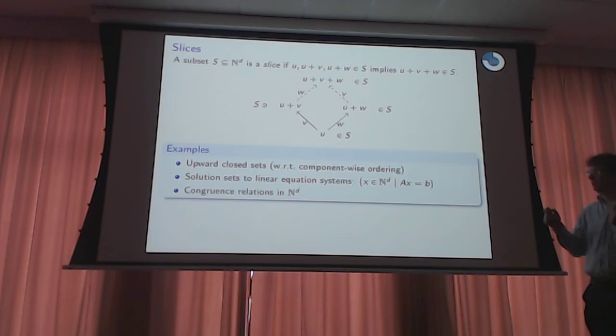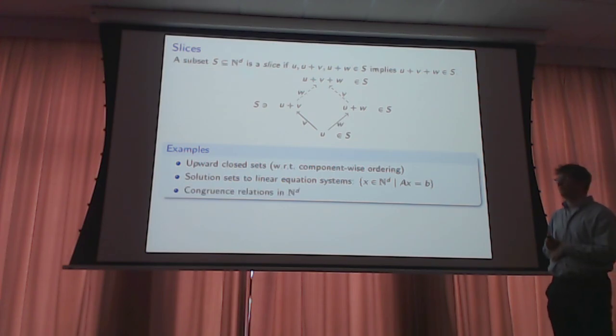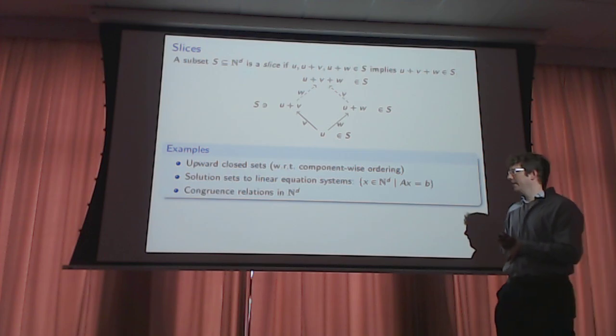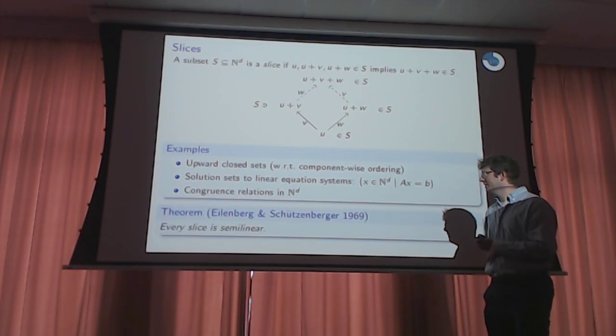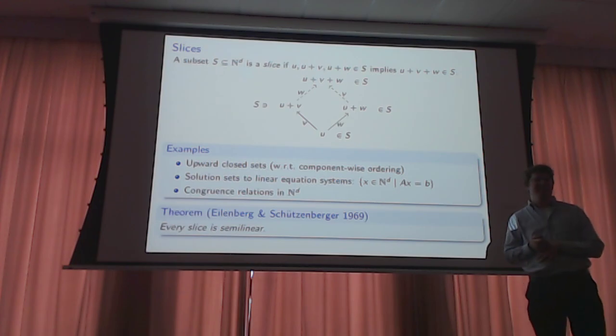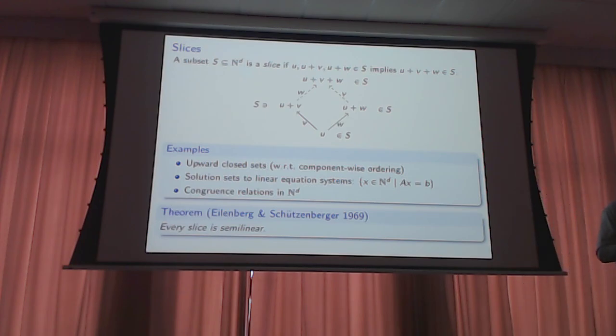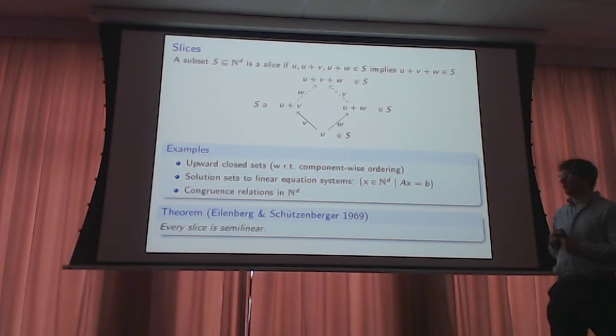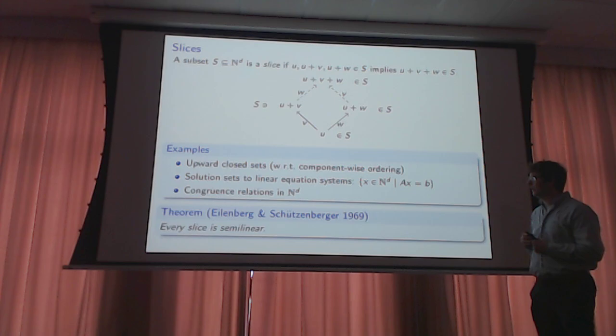And congruence relations. That's a simple observation. And the really nice fact about them is that they're always semi-linear. So you know nothing about the structure, you only know they have this closure property, similar to upward closed sets. Just by knowing this closure property, you know it's semi-linear. And this can be used in this proof.